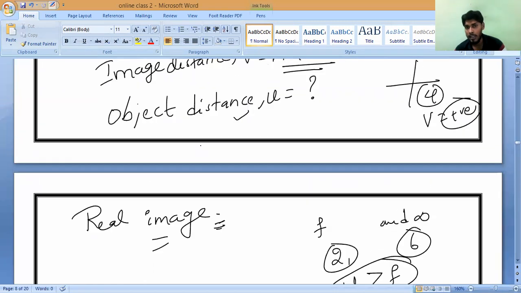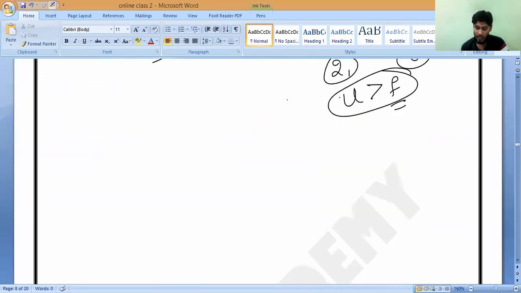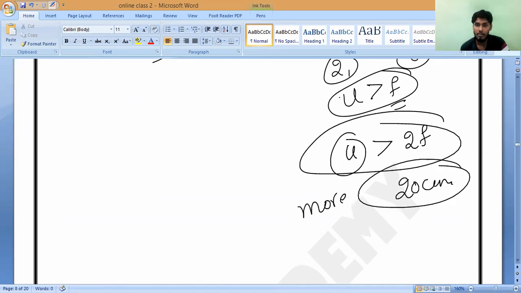What is the image distance? 12 centimeters. I don't want answers, I will say object distance is how much. Now I will say object distance is definitely greater than 2f. Will you accept it? Anybody? More than 20 centimeter. Any doubt, anybody, ask. I will say definitely it is more than 20 centimeter.